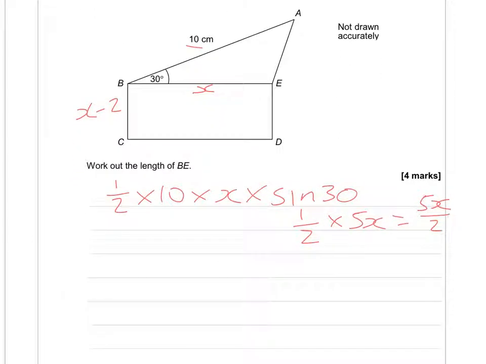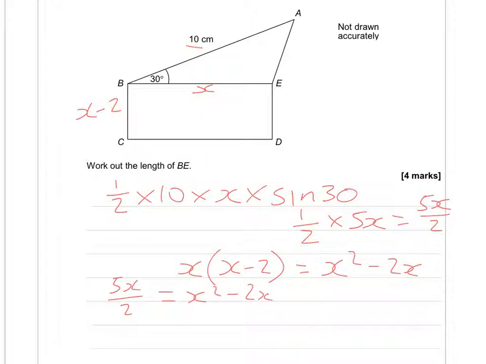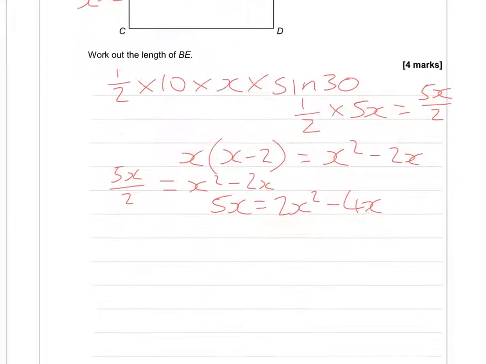If I look at the rectangle, I've just got the area of that, which is x multiplied by x minus 2, so I'm going to go ahead and expand that. So that is x squared minus 2x. Now it does say that the two areas are equal to each other, so I've got 5x over 2 equals x squared minus 2x. If I times both sides by 2, I get 5x equals 2x squared minus 4x. If I then make this equal to 0, I get 2x squared minus 9x equals 0.